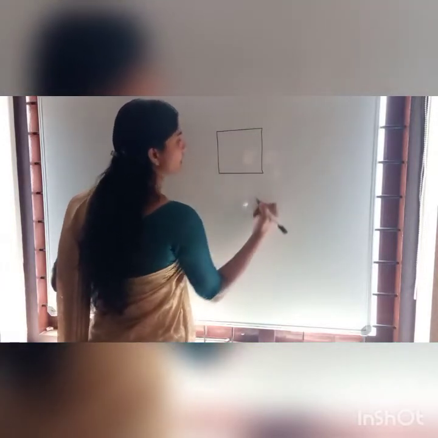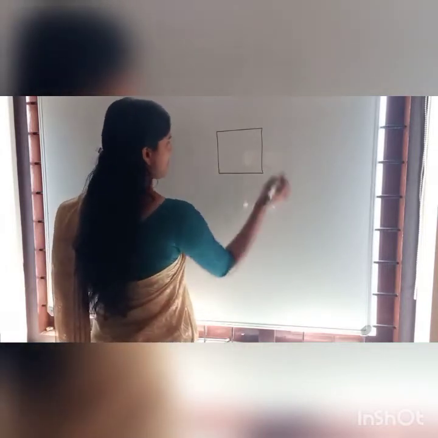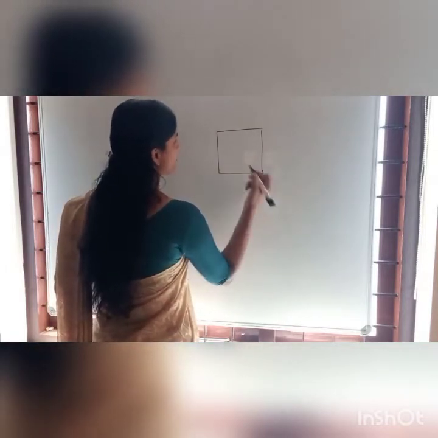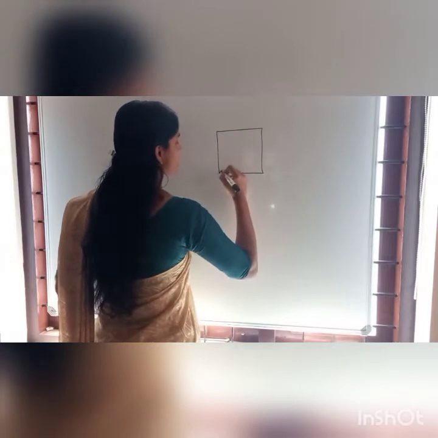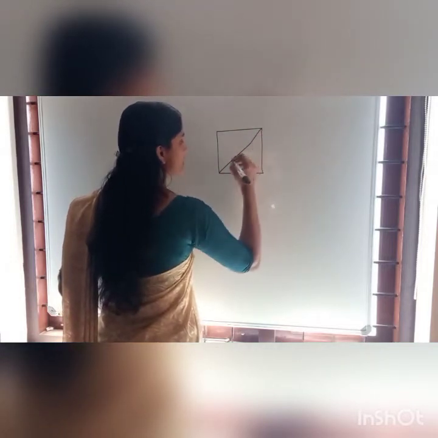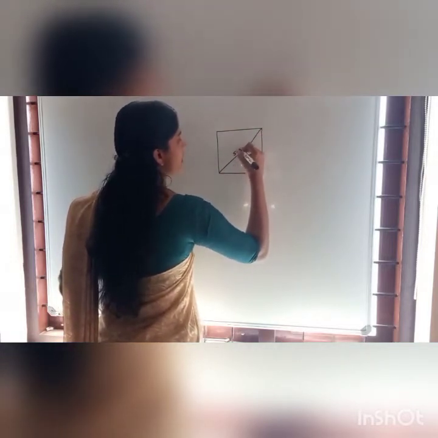How will the square look like? This is a square. What do you have given? We have given that the diagonal is of 5 centimeter. What does the diagonal do? The diagonal splits the square into 2 triangles, right? Can you see what the angles of these triangles are?